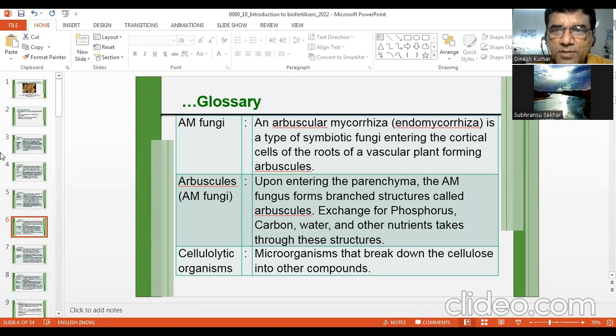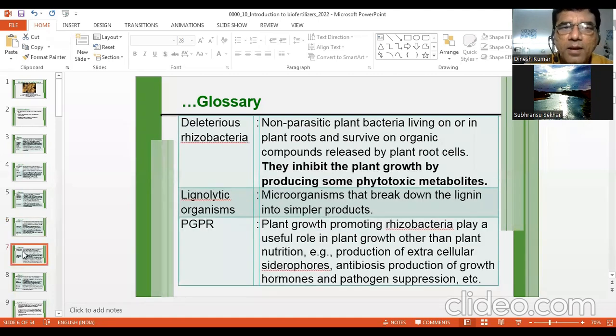Cellulolytic organisms. You know, when decomposition of organic matter goes on, then cellulose is also there, which is difficult to digest or difficult to decompose. So microbes that break down the cellulose into other compounds are your cellulolytic organisms.